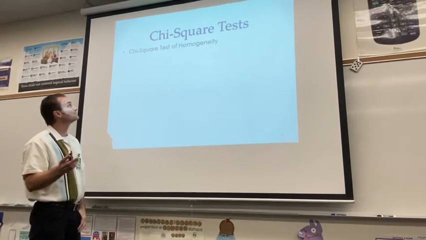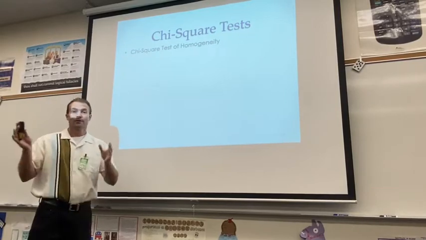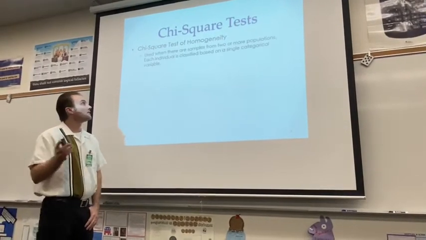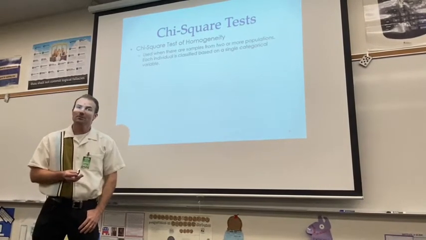The chi-square test can be broken down into two categories. One category is a test of homogeneity. Hopefully you guys know what that word means from biology, being homogeneous.